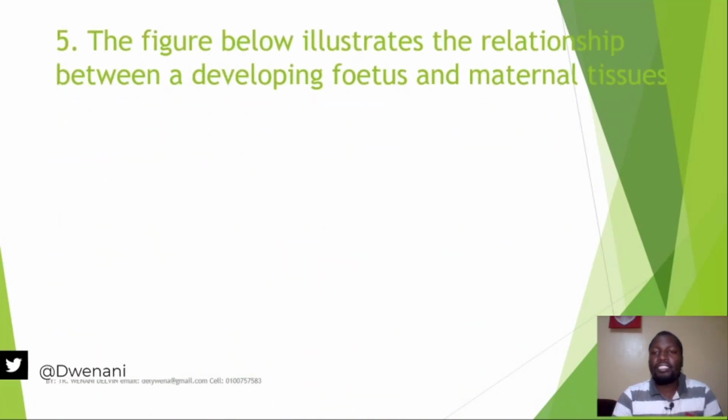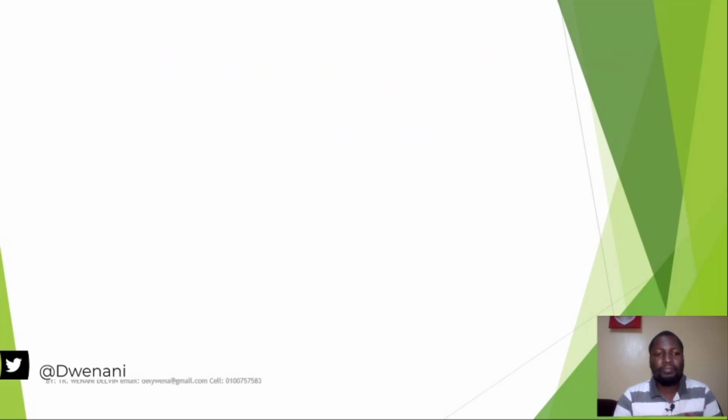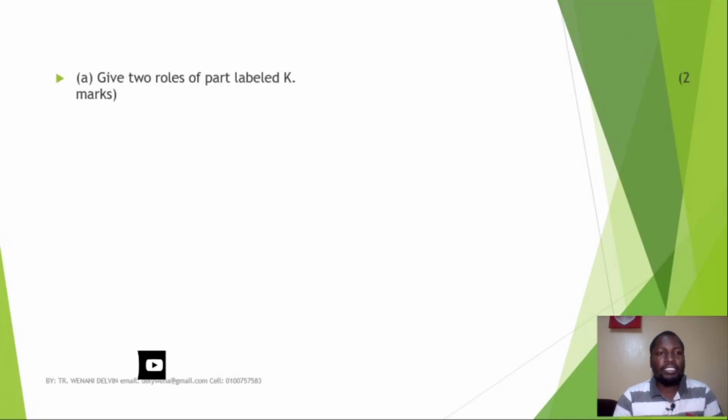And the figure below illustrates a relationship between developing fetus and the maternal tissue. So this is what we have. There's a developing fetus, and we are assuming that is inside the maternal tissue. There's part L, then there's part K, which I think we're supposed to use in answering the question that follows. Therefore, the first question they're asking: give 2 roles of part labeled K.